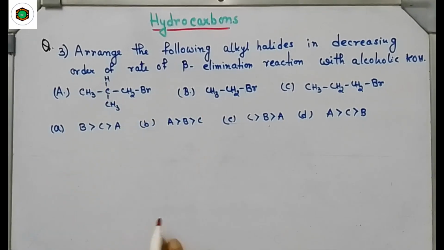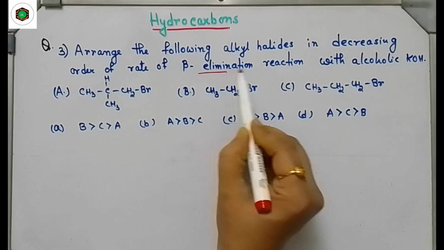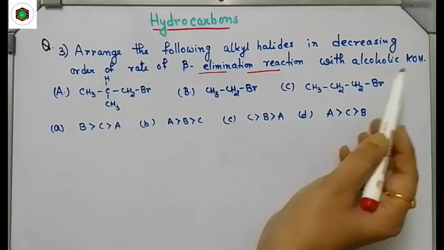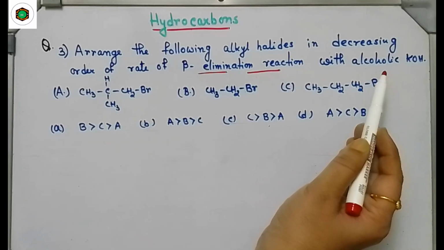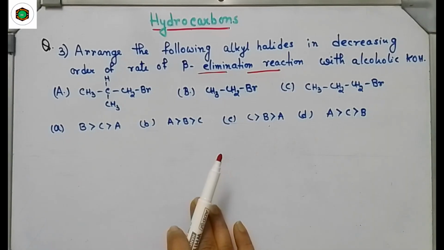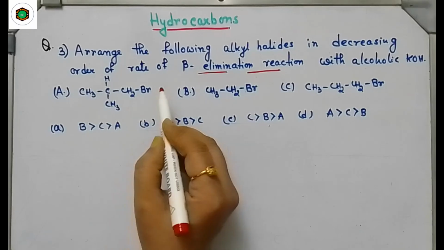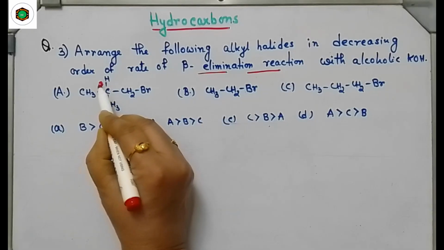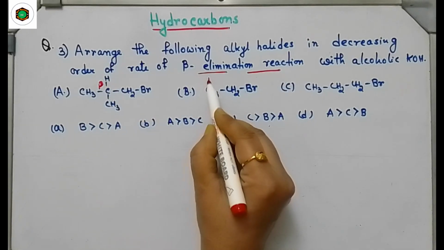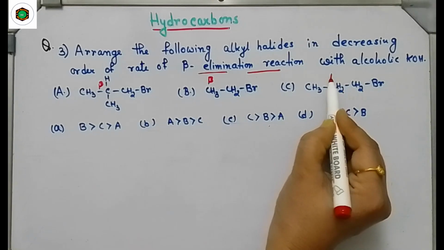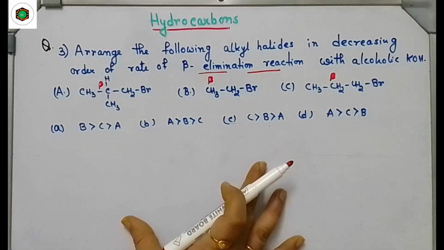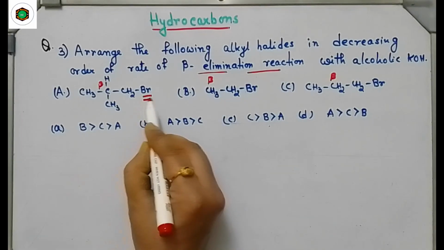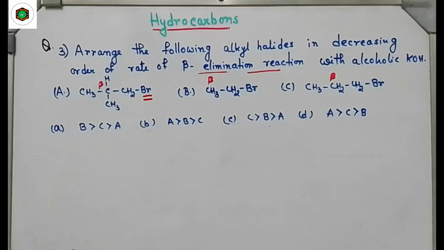Next question. Arrange the following alkyl halides in decreasing order of rate of beta elimination reaction with alcoholic KOH. So with alcoholic KOH mainly E2 elimination reaction takes place. Now see, with respect to this leaving group, this carbon is alpha, this carbon is beta. Here this carbon is beta. Here this carbon is beta. So what will happen? Dehydrohalogenation takes place. Br will go from here and hydrogen will go from beta carbon.